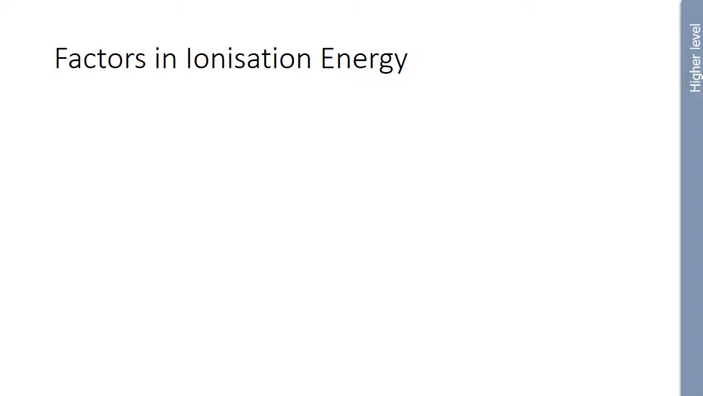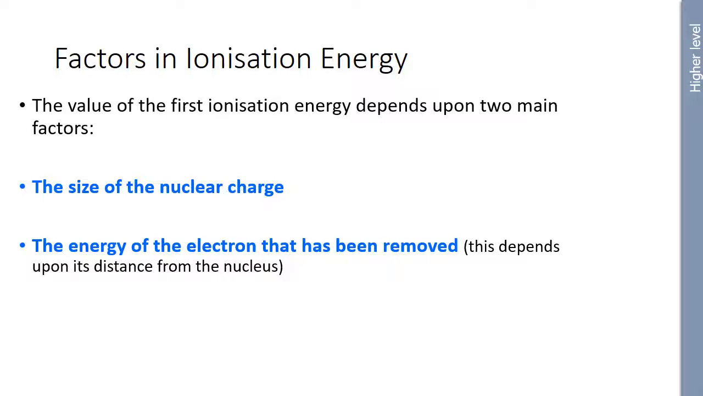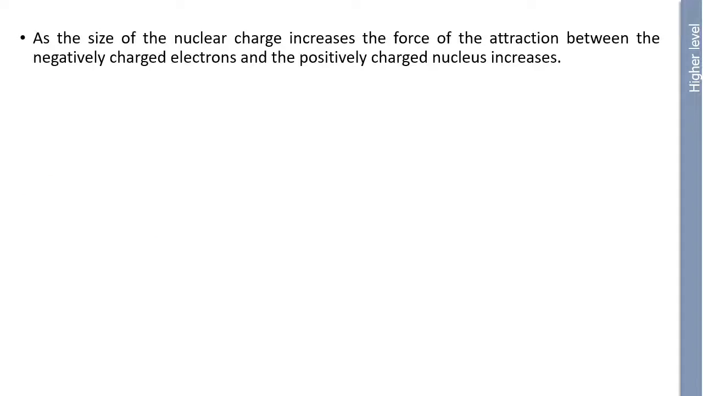So what are the factors involved in ionization energy? The value of the first ionization energy depends on two particular factors. How big the nuclear charge is, so the number of protons, what atom it is basically, and the energy of the electron that has been removed. And this also depends on the distance that electron is from the nucleus. As the size of the nuclear charge increases, the force of attraction between the negatively charged electrons and the positively charged nucleus increases.